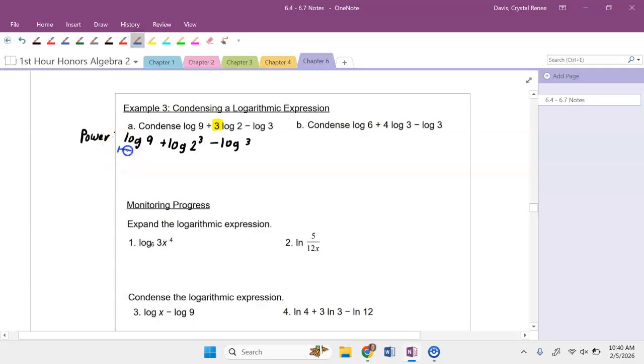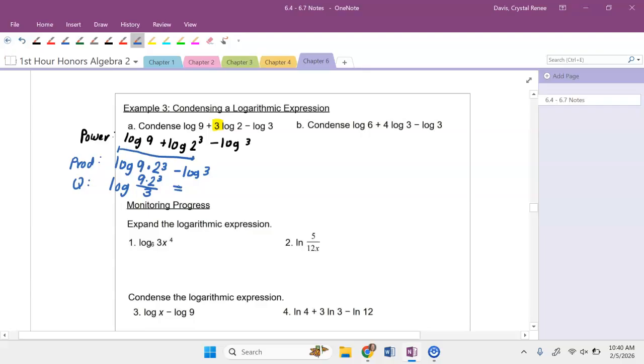Okay, now these two are added, so if we're going in reverse, I can put these together using the product property. So this would be log of 9 times 2 to the 3rd. And using the quotient property, if it's minus log of 3, I know I can put this together as log of 9 times 2 to the 3rd over 3. Okay, now I can simplify this.